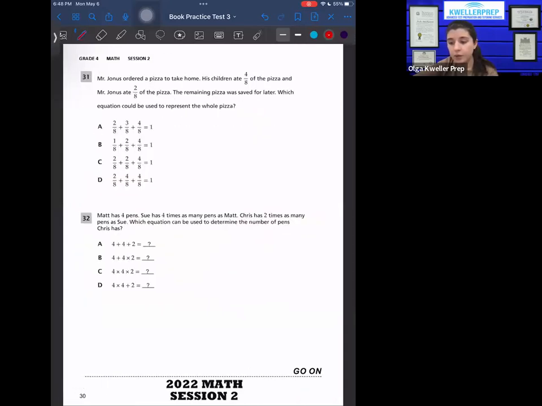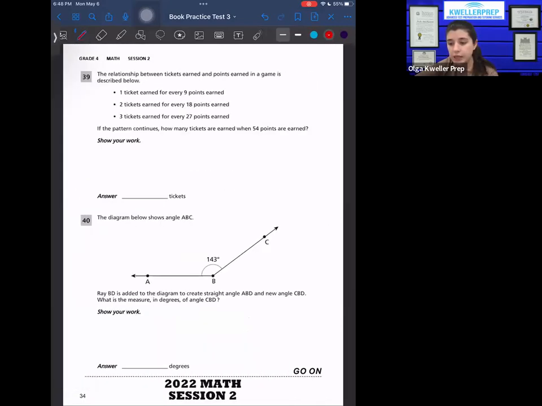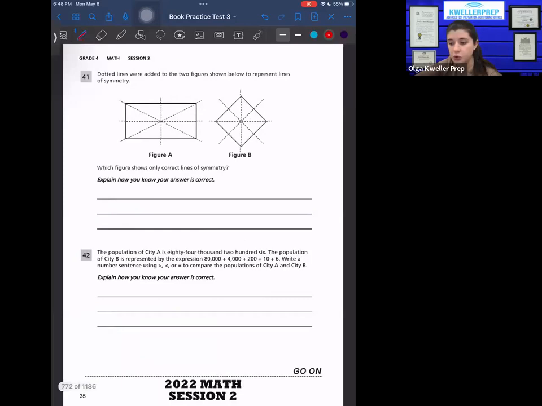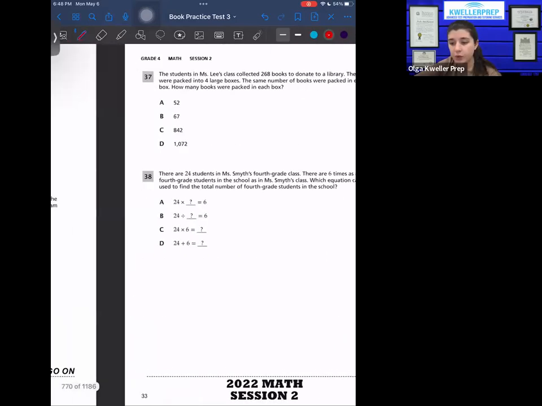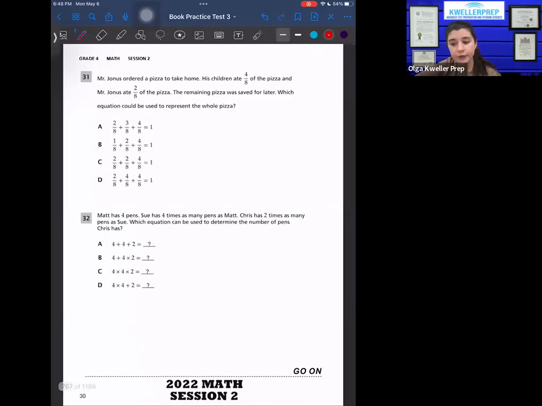All right, so we're gonna move on to session 2. We'll start with the multiple choice and then maybe we'll do 1 page of multiple choice, and then we'll jump to the short answers, and then we'll move on to 5th grade by 7 o'clock.